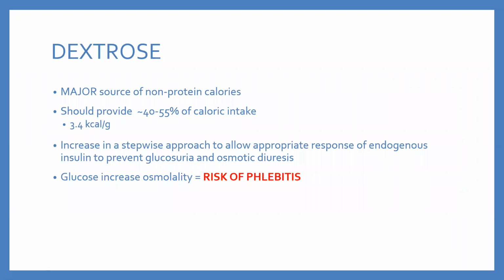So when we think of dextrose, dextrose is one of the major sources of non-protein calories. When it comes to the dextrose or carbohydrate, we're trying to aim between probably 40 and 55% of the calories. When you are looking at your dextrose, 1 gram equals 3.4 calories. One of the main things you want to do is to kind of do a stepwise. So you don't want to start out with what their actual goal is. You want to slowly go up on that.